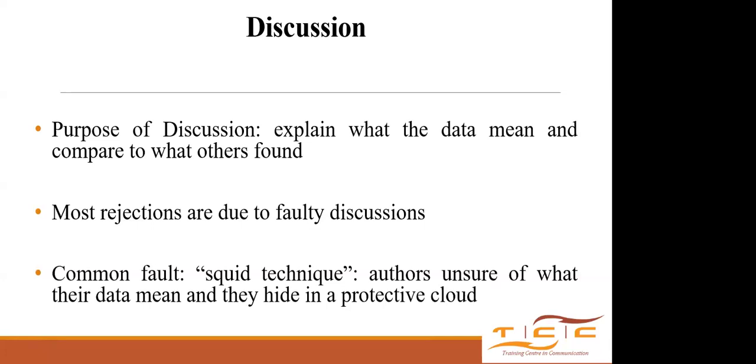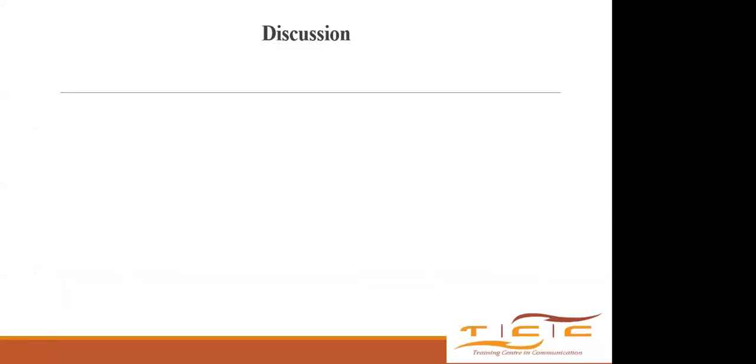That is what we call the squid technique, where an author is unsure of what their data mean, and they hide in a protective cloud. So what they do is they speculate a lot. It's good to be forthright sometimes. Of course, speculating is not bad. In science, we speculate. You would say, the possible reason for this could be this, or this could be. But then if you speculate too much, then we start doubting whether you understand what your data means. So that is one thing you need to think about.